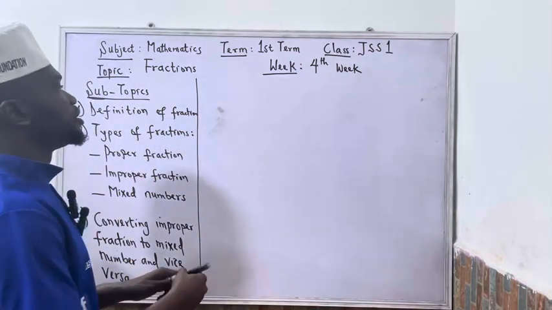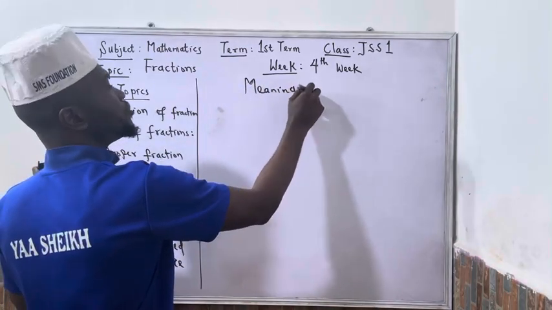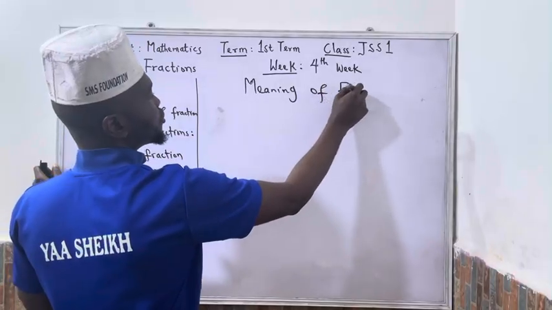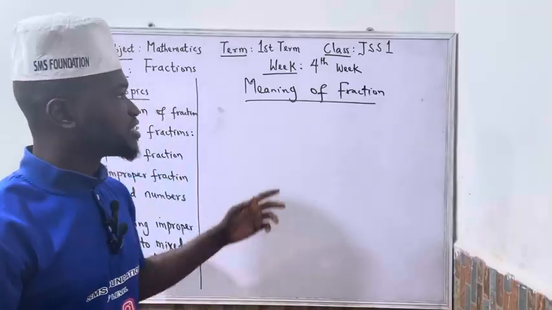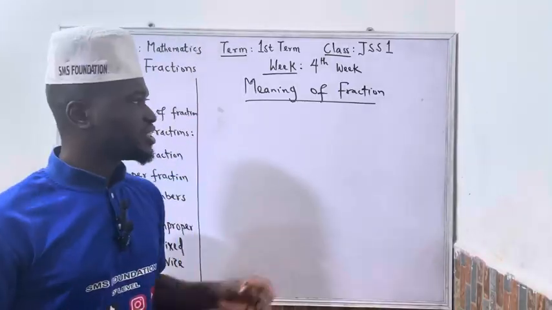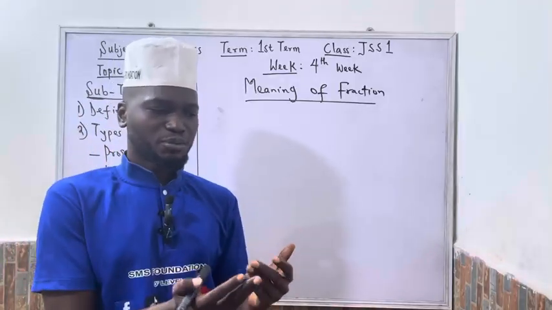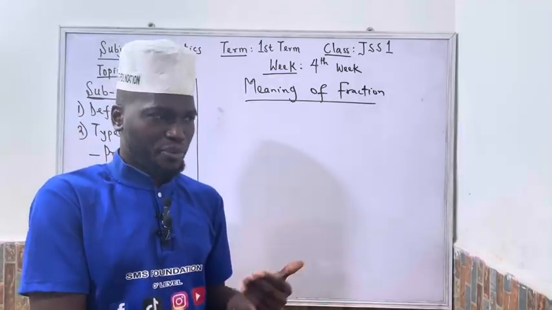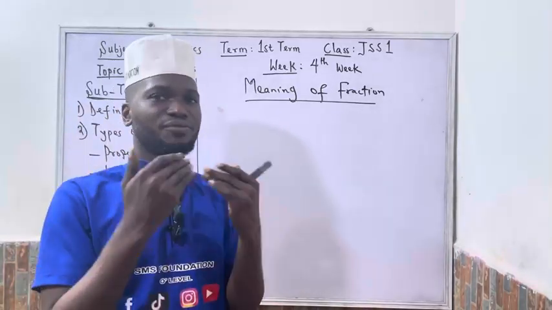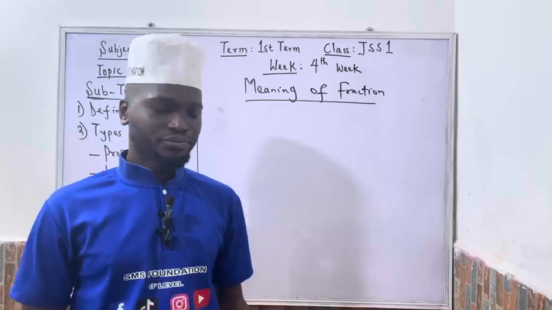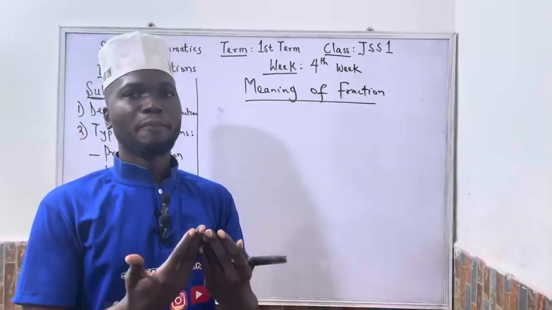So let's start with the meaning of fraction. Before we look at the mathematical meaning, let's consider it in terms of English. Normally, when we say fraction of something, it means a part of that thing. So we can say that your head is a fraction of your entire body. You can say that your hand is a fraction of your whole body.